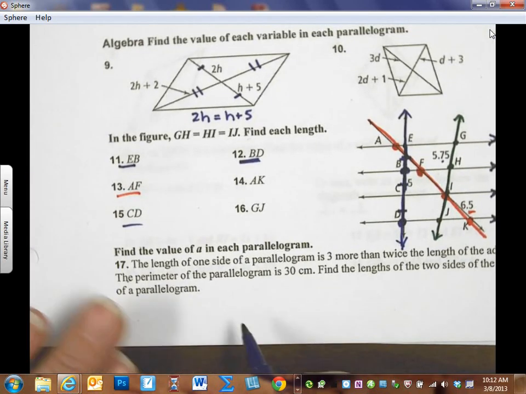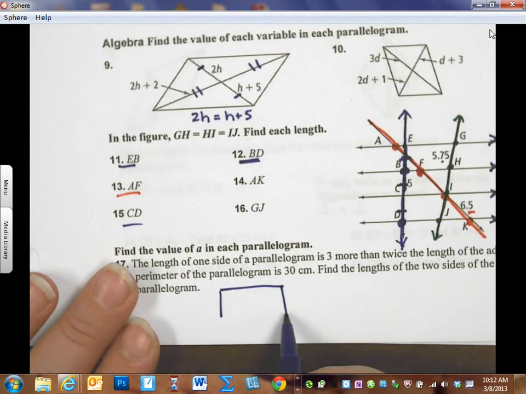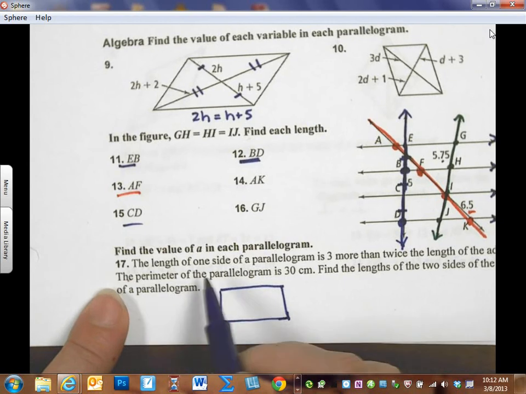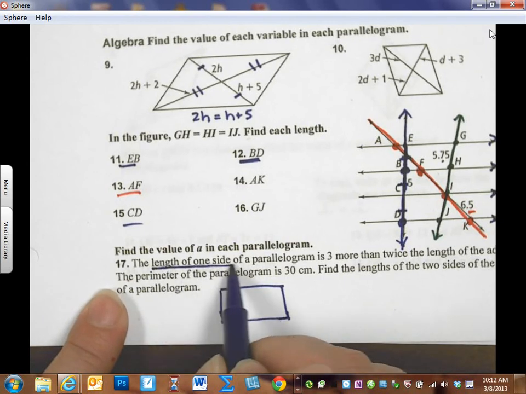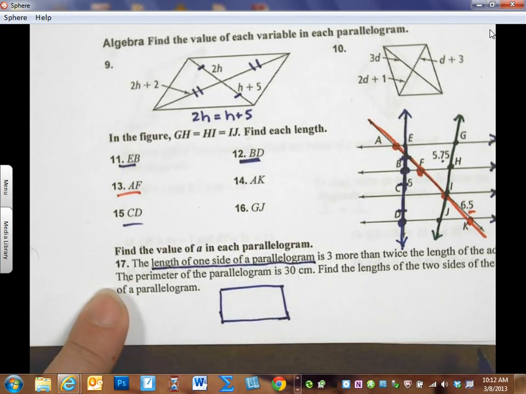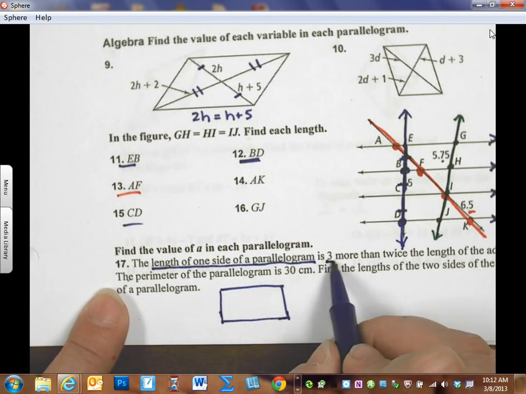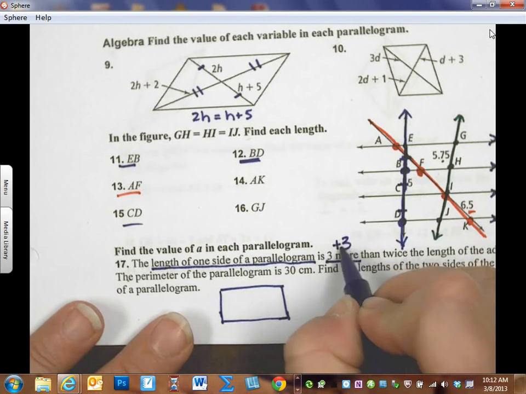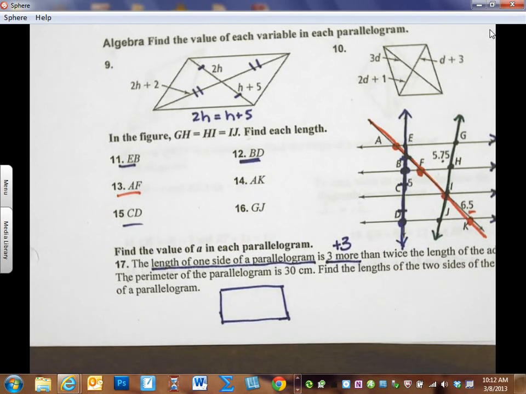In number 17, you better draw yourself a parallelogram. Doesn't have to be a perfect one. They tell me that the length of one side of a parallelogram is... It's the word problem at the bottom. The length of one side, so I'm going to underline that, of a parallelogram. So we're talking about one side is 3 more. What does 3 more mean? Plus 3. That's what 3 more means. So it'd be 6? We're not done.